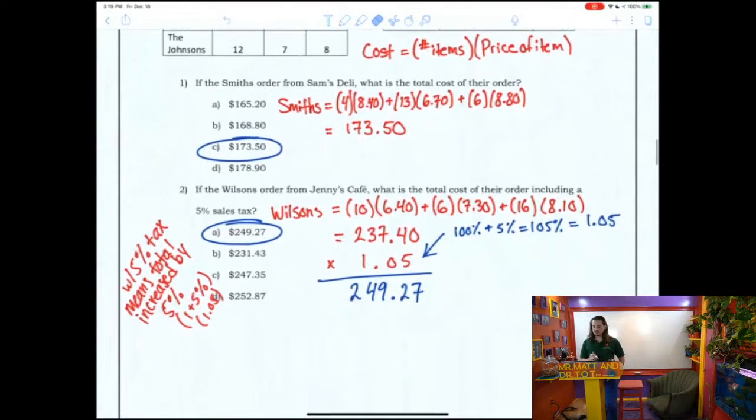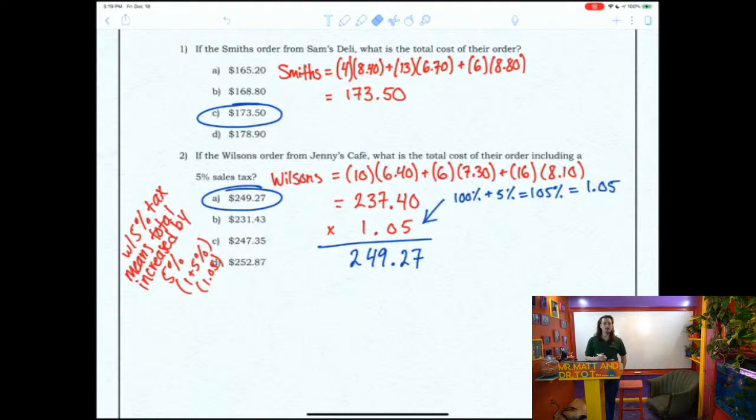Now for number two, you do the same process for the Wilsons, taking the number of each item and multiplying by that item's corresponding price. But then there's an extra step because the question is asking, what is the total cost of their order including a 5% sales tax? So that means that you're going to have to increase the total cost by 5%. There is a key difference here between taking a percent or increasing and decreasing by a percent. And it's really pivotal to understand the difference between those concepts because they are completely different.